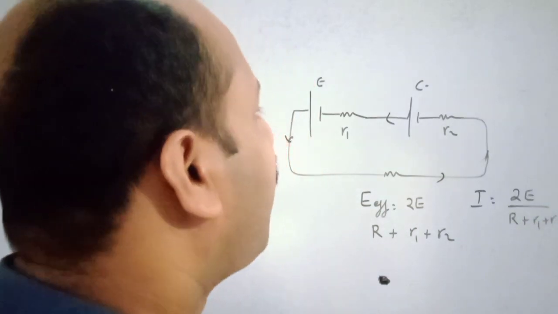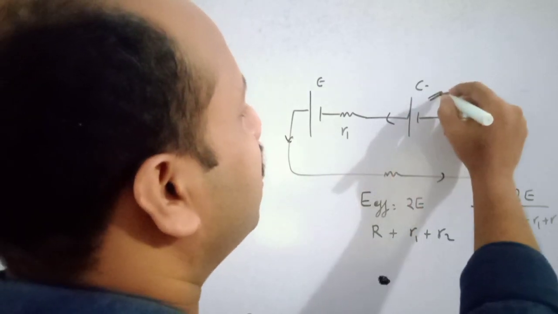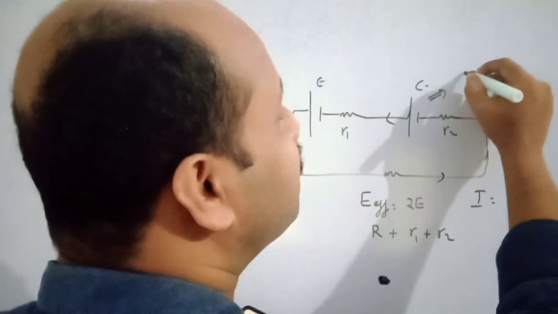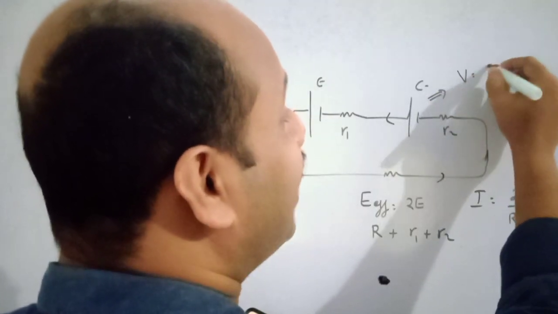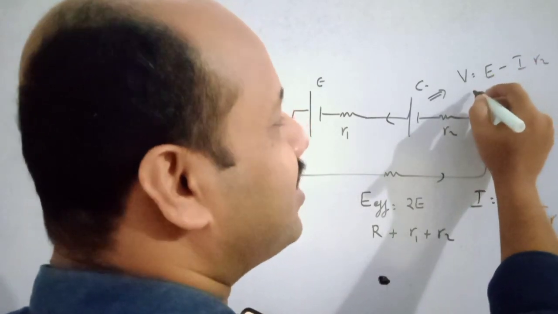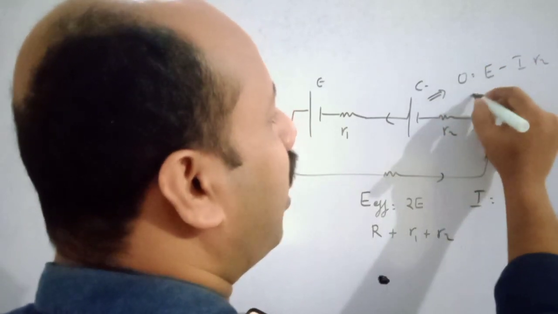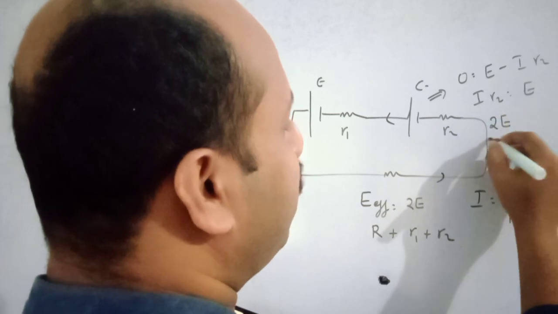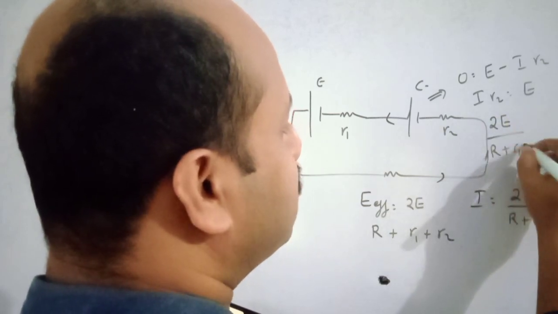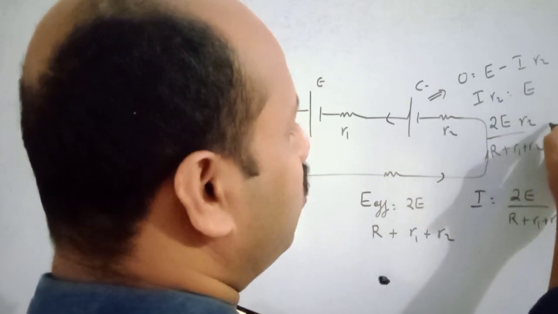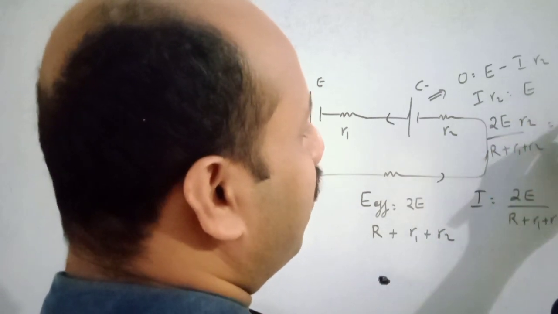Yes. Now this is discharging, therefore the terminal potential difference across that is given as 0. The terminal potential difference across this is V equals E minus IR. This is given as 0, therefore IR2 is equal to the EMF. Now this I is 2E divided by R plus R1 plus R2, into R2. That is equal to E, right?